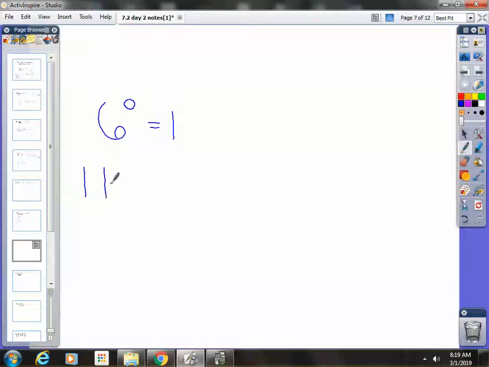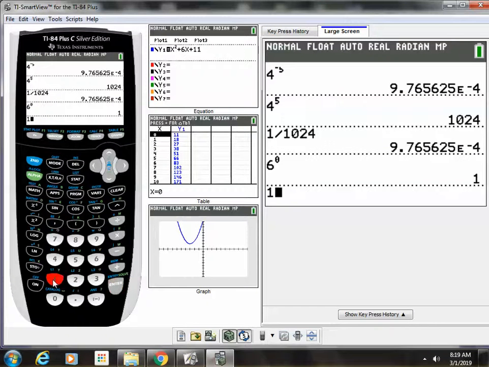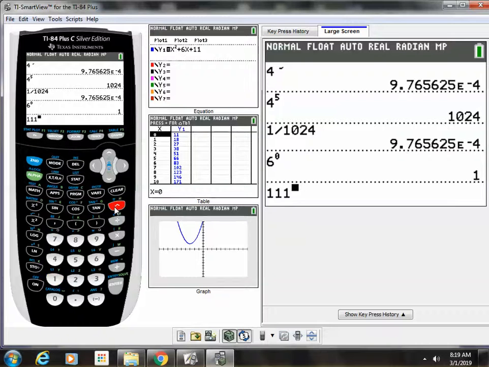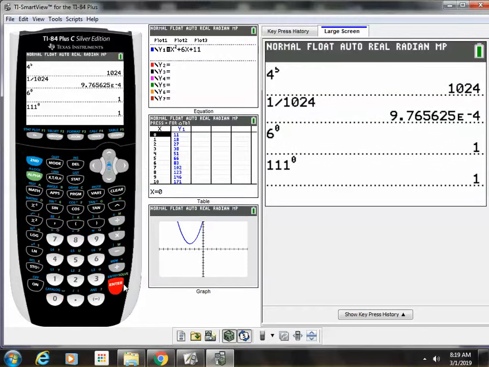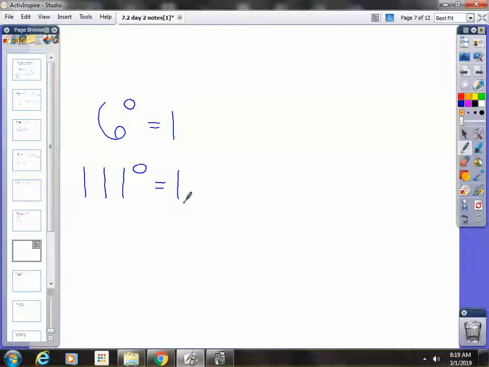Type in 1,111 to the 0 power. 1,111. What'd you get? So what if we have negative 2,874.6 to the 0 power? Did you remember to put it in parentheses? Put parentheses around it when you type in your calculator. That's 1.